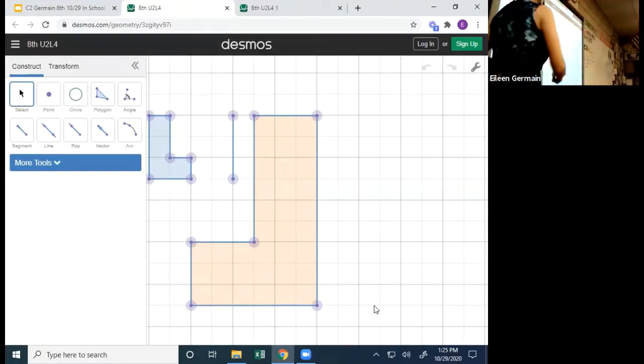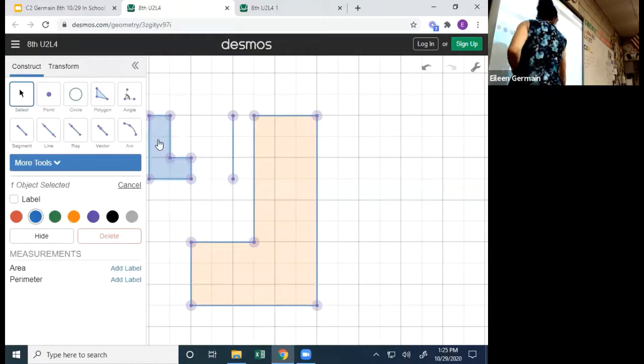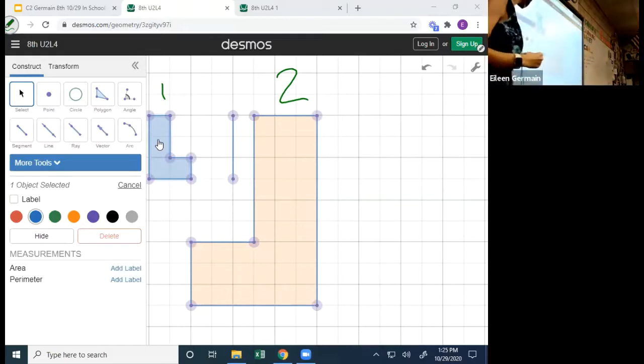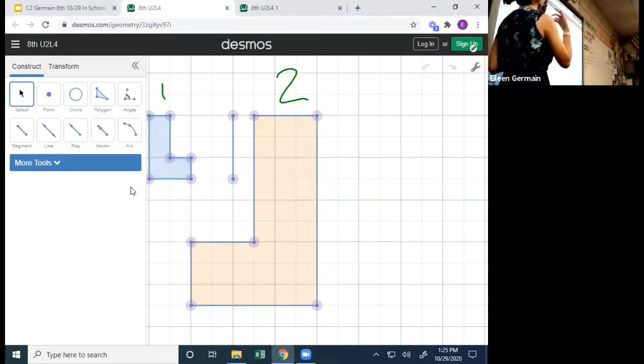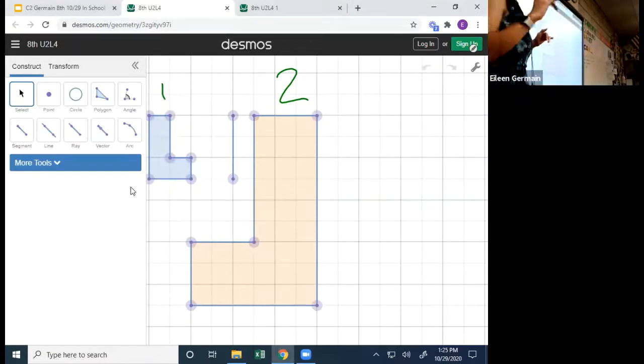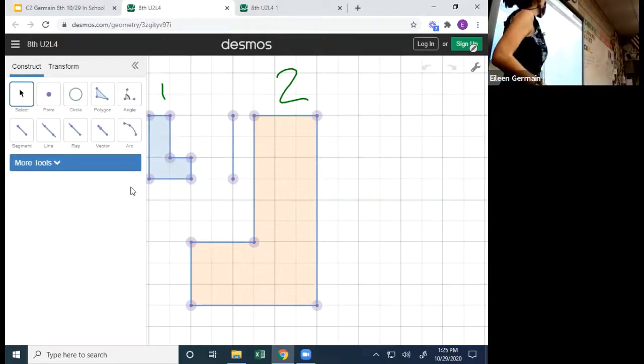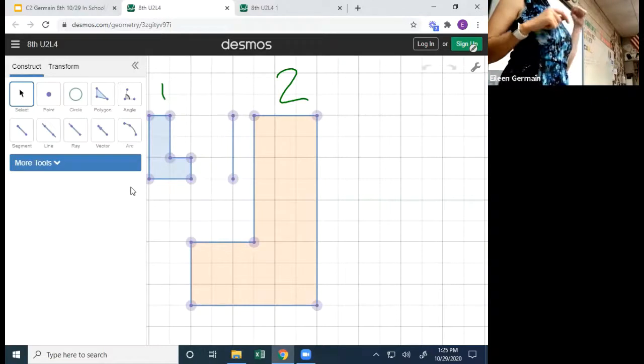So we're going from this blue shape, number 1, to the orange shape, number 2. I want you guys to think at home and tell me in the chat what move is going to take it from the blue shape to the orange shape. There's going to be a sequence of transformations. What do we think might be one of those moves?